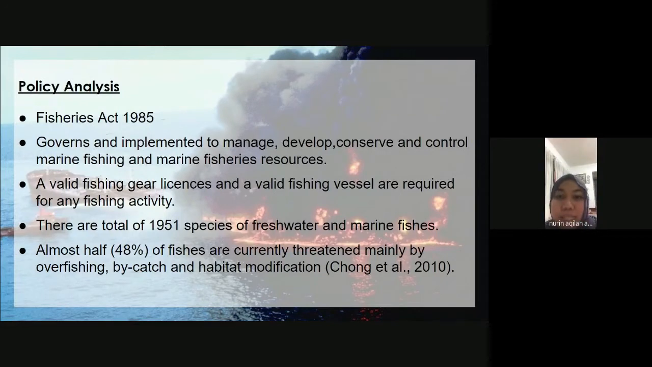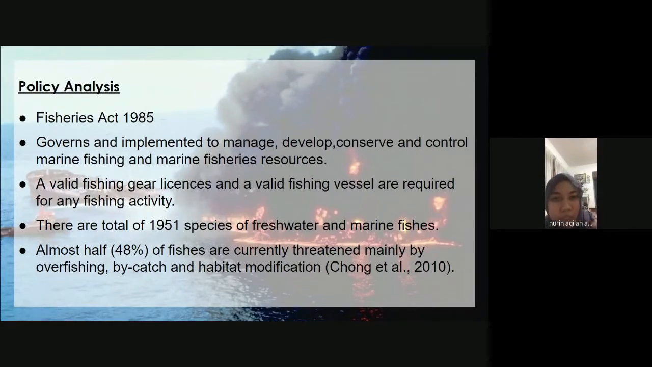So this act is the main legislation that governs and is implemented to manage, develop, conserve and control marine fishing and marine fisheries resources for Malaysian fisheries waters. So in this act, for any fishing activities, a valid fishing gear license and a valid fishing vessel license are required.